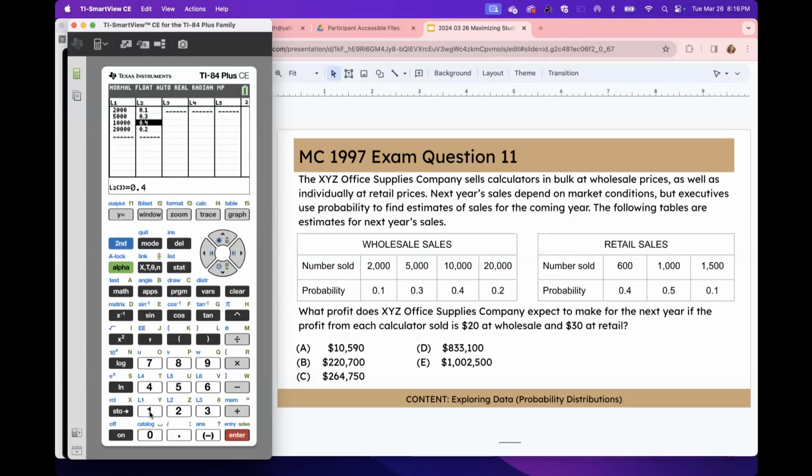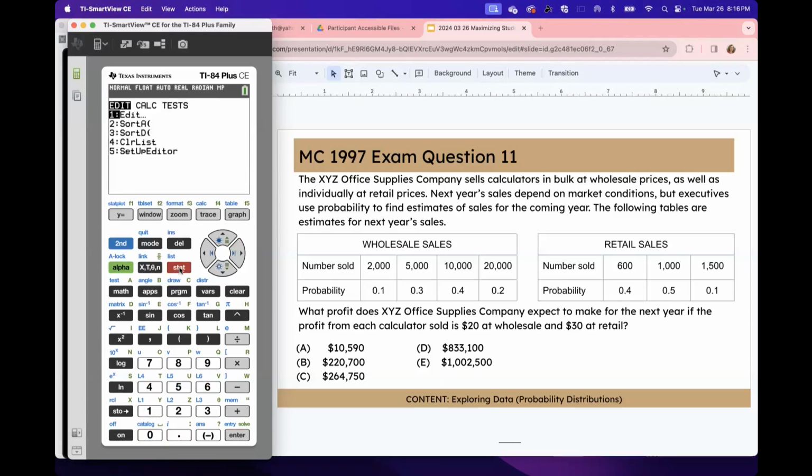It's information about data. While I'm here in L3 and L4, I'll do my retail sales table. And in L4, I will do their corresponding probability of each of those sales. So I've got my data in my calculator, and I want to know what sales I expect. So I'm going to take this data and do some calculations on it.